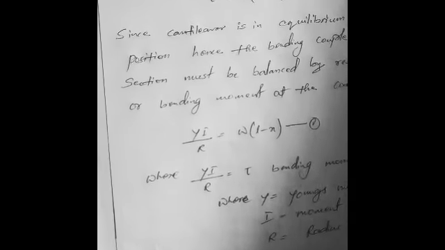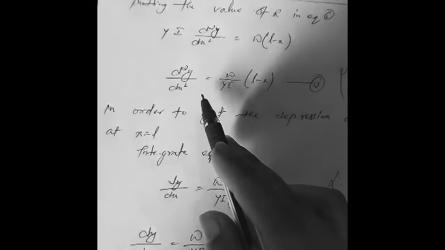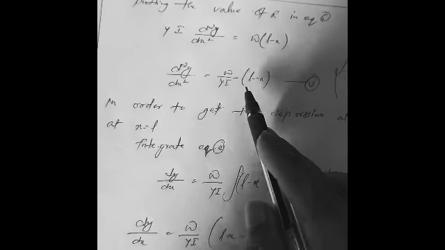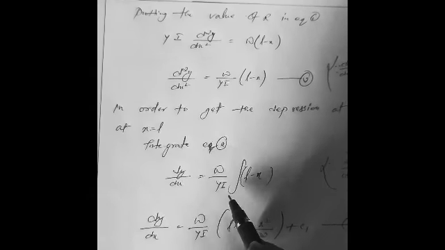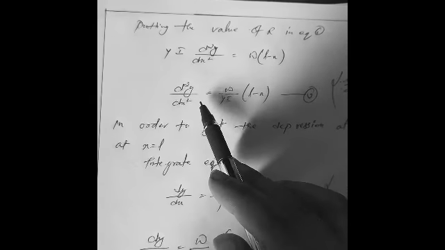Now put the value of R in equation 1. In this equation, YI d square y by dx square is equal to W into L minus x. So d square y by dx square is equal to W by YI into L minus x. This is equation 2. In order to get the depression at the free end, at x equal to L, we have to integrate. Integrating equation 2, dy by dx is equal to W by YI integral of L minus x. This is the second order differential equation, and this is the first order.